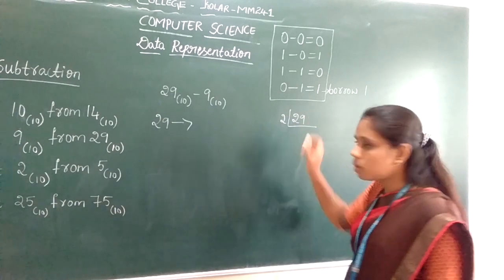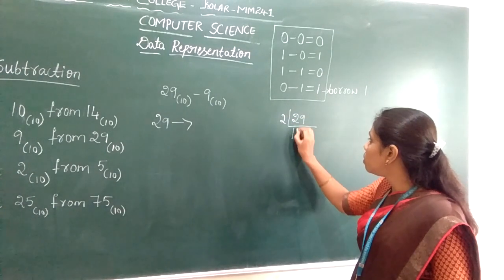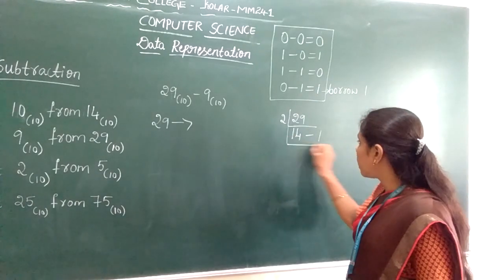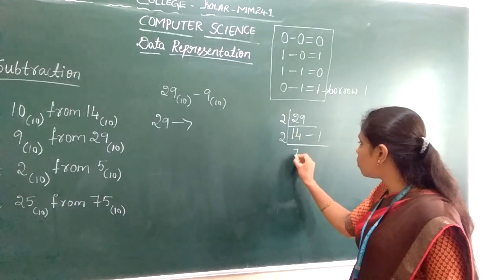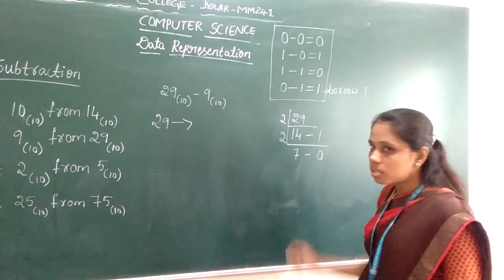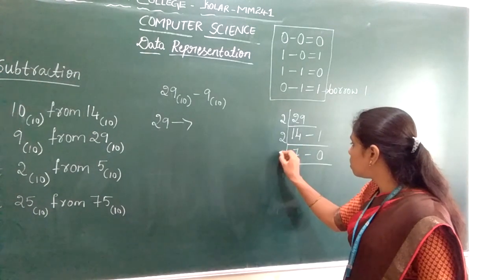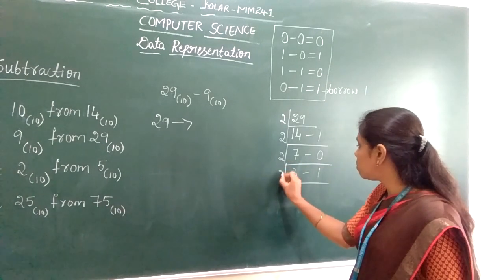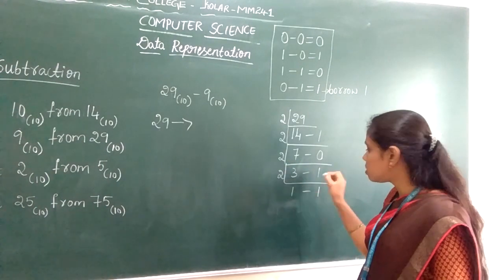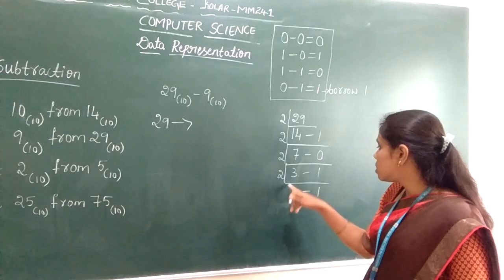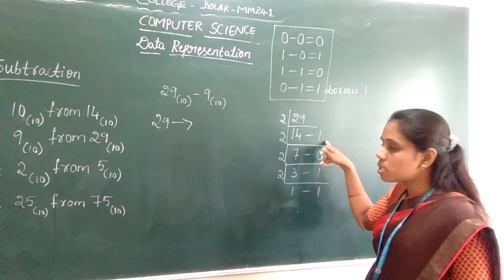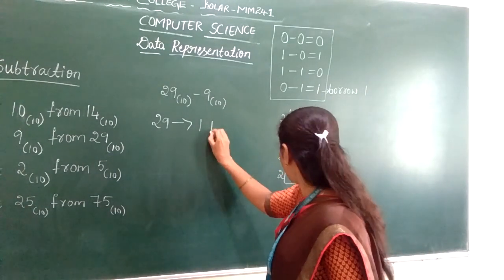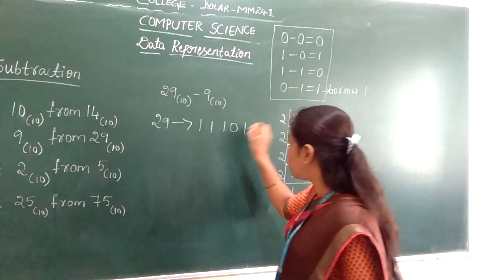Divide this by 2. 2 1s are 2. 2 4s are 8. The remainder is 1. Again divided by 2. 2 7s are 14. The remainder is 0. 2 3s are 6. The remainder will be 1. Again divided by 2. 2 1s are 2. The remainder is 1. Now 1 1 1 0 1 is the binary equivalent value for 29. I write 1 1 1 0 1.